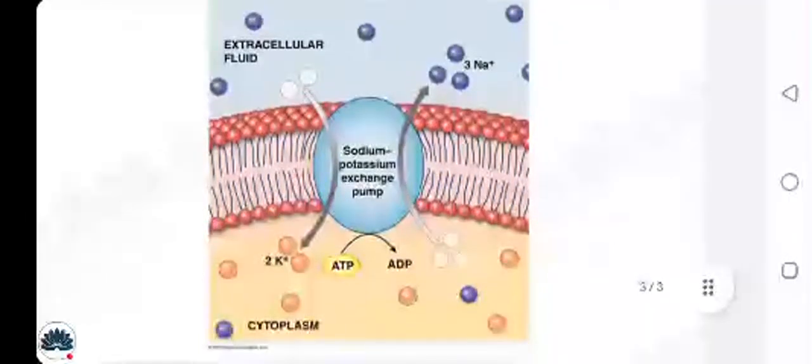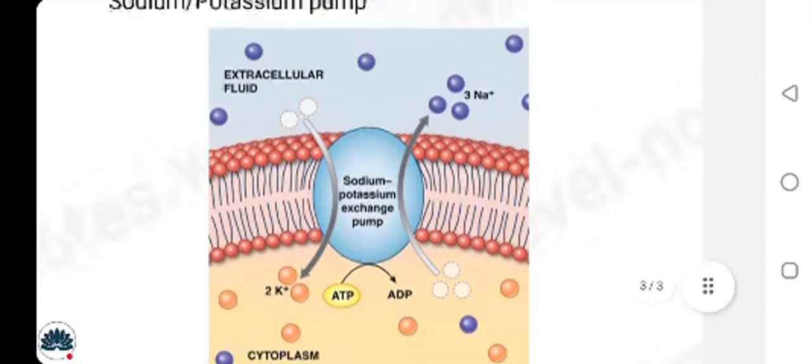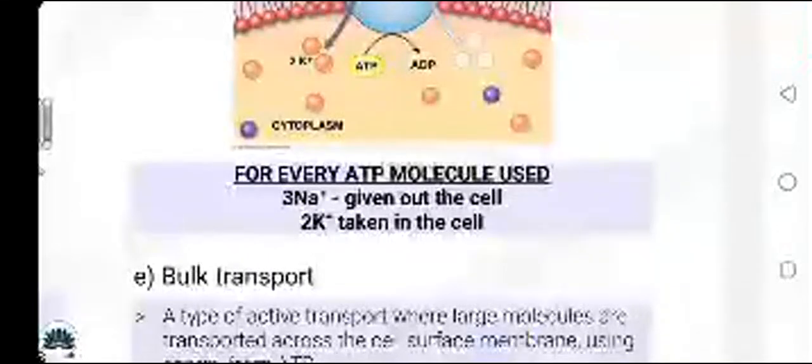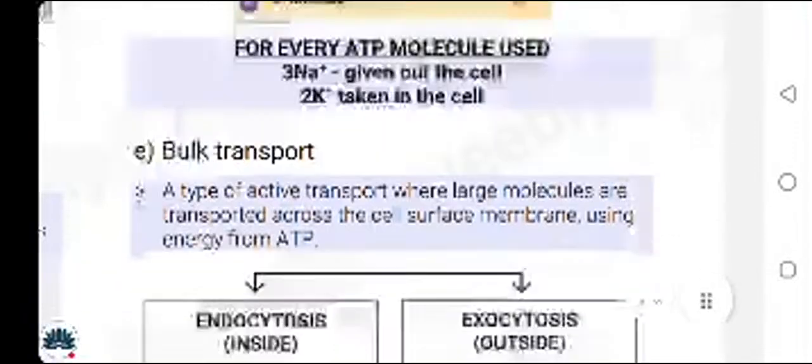As you can see, these red balls are the hydrophilic heads, and the hydrophobic tails are also visible to you. This is the cell membrane. So this is the sodium potassium pump. For every ATP molecule used, 3 sodium ions are given out of the cell and 2 potassium ions are taken into the cell. This is what you are required to learn.